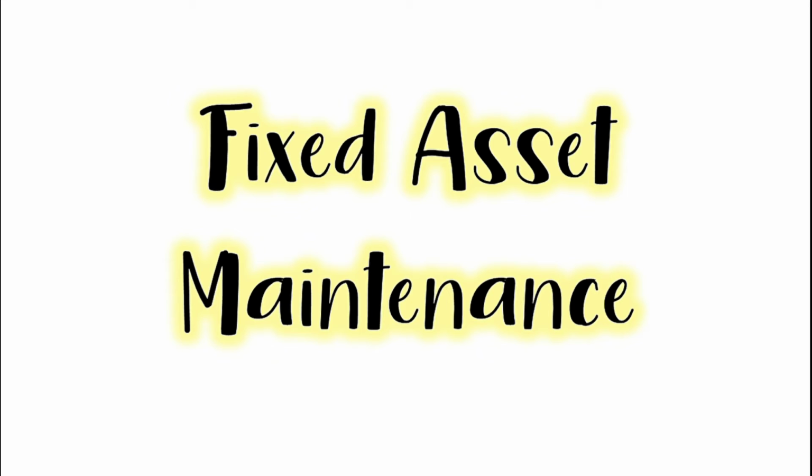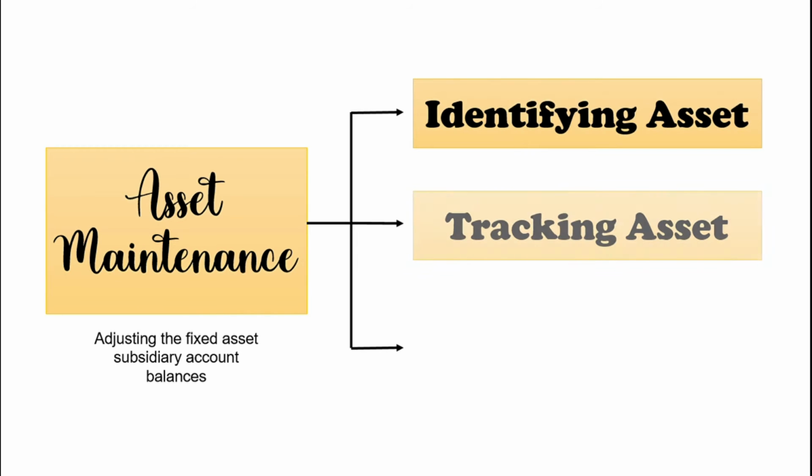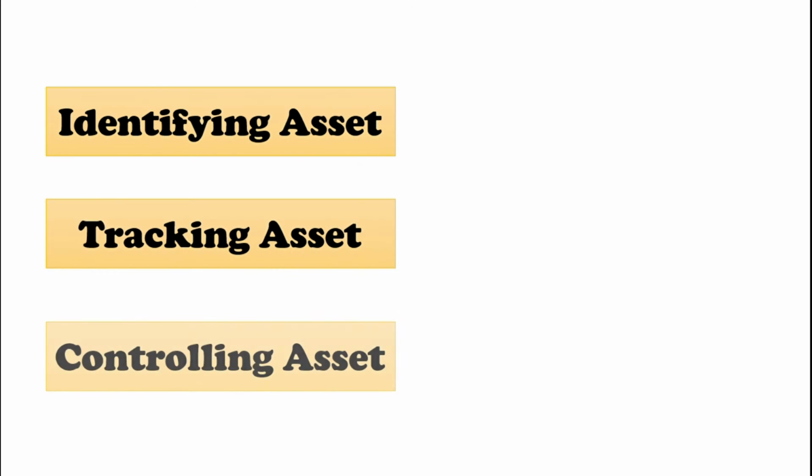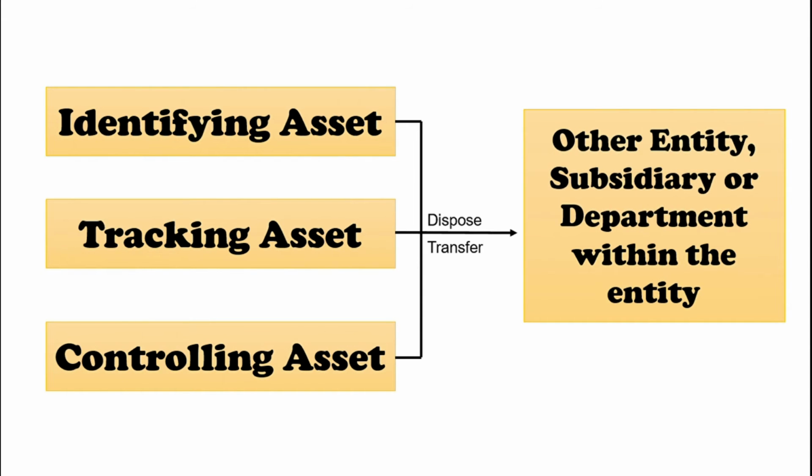Next stage is the fixed asset maintenance. Asset maintenance involves adjusting the fixed asset subsidiary account balances as the assets depreciate over time or with usage. Basically, asset maintenance includes identifying, tracking, and controlling assets. It is essential to keep track of this information or data so that when the asset is disposed or transferred to another entity, subsidiary, or department within the entity, information is readily available to interested users.